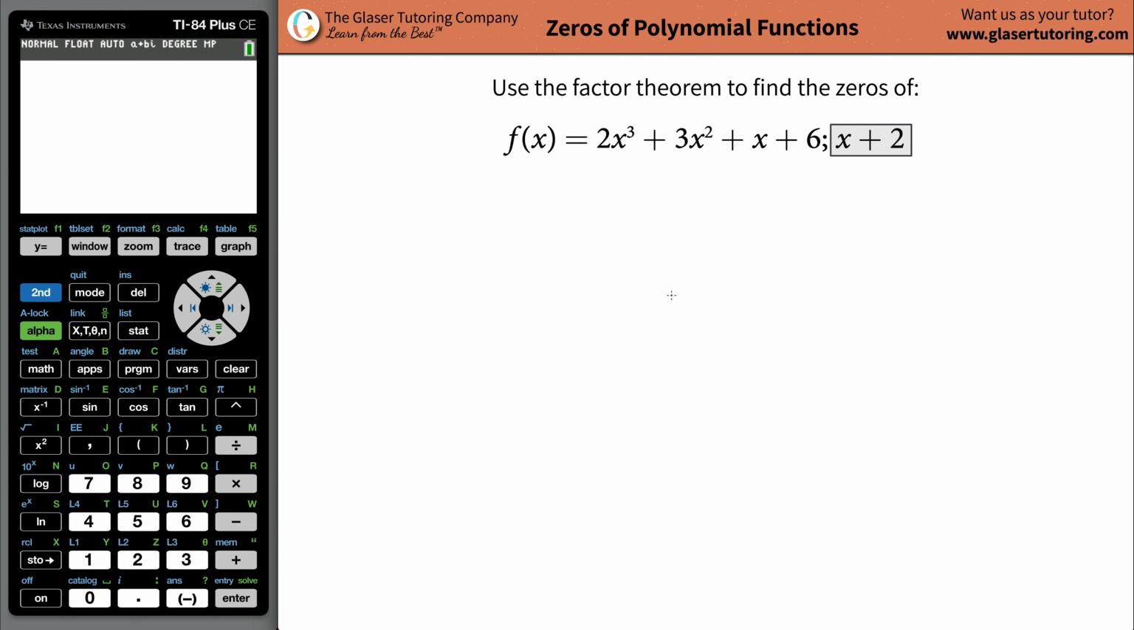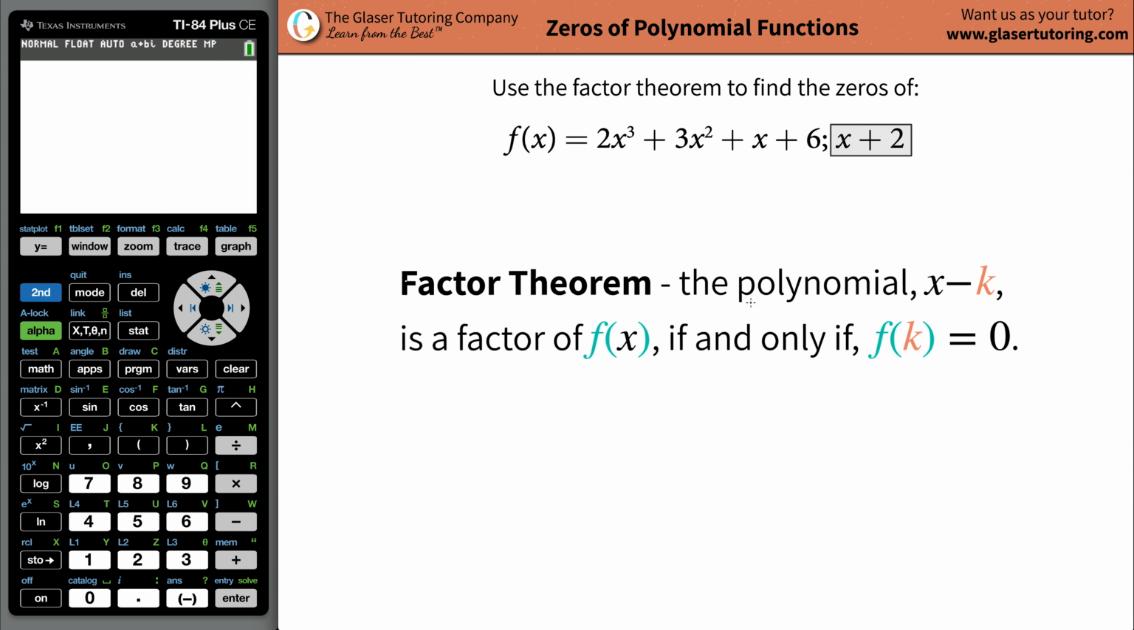So first, what is the factor theorem? Well, here it is. It says that the polynomial x minus k, which is basically what we're considering the factor over here, will be a factor of a function f of x if and only if the function's value evaluated at k is equal to 0. Basically what this is saying in English is that if you divide this factor into this polynomial function and the remainder is equal to 0, well then you know that this is indeed a factor.